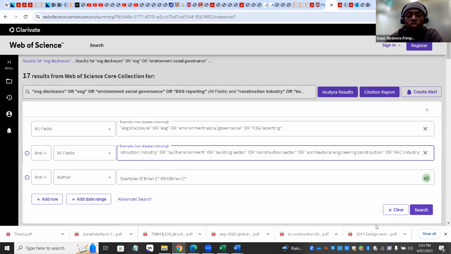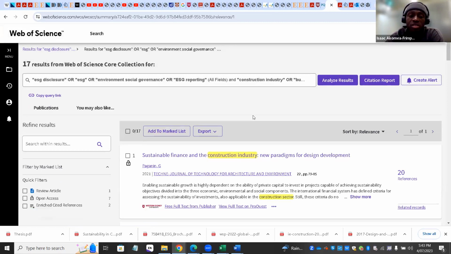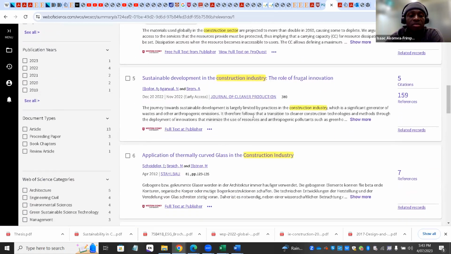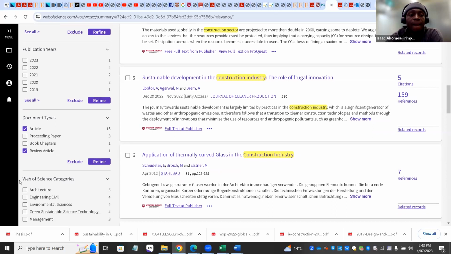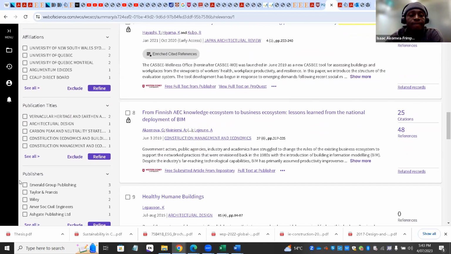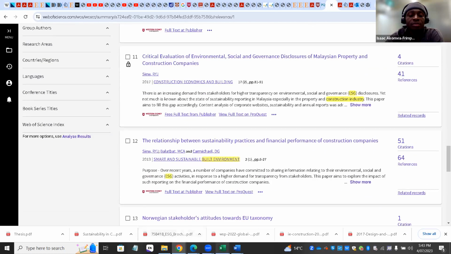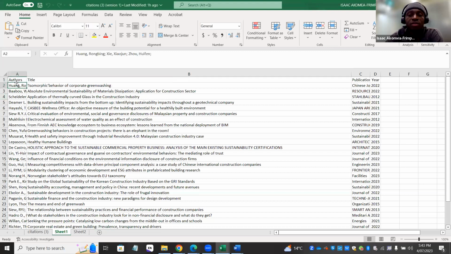When I put the two in, I did a search and got 17 documents. That's fine. Out of these 17 documents, 13 are articles which are relevant, and if you add a review, 14. So I downloaded them and put them here. I downloaded them in the form of a Word document.